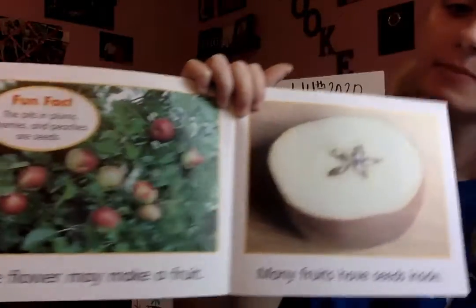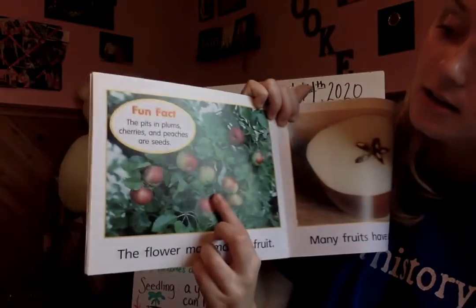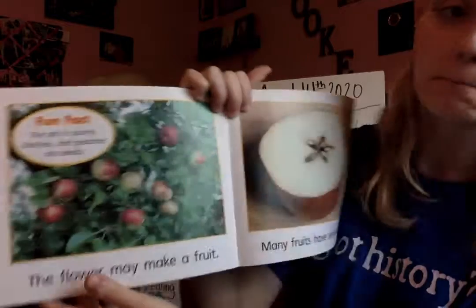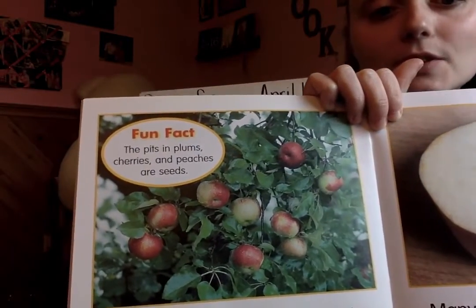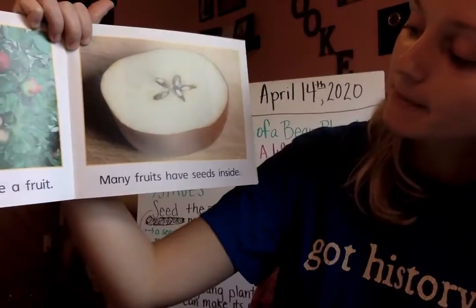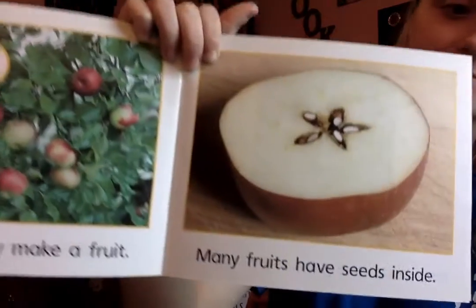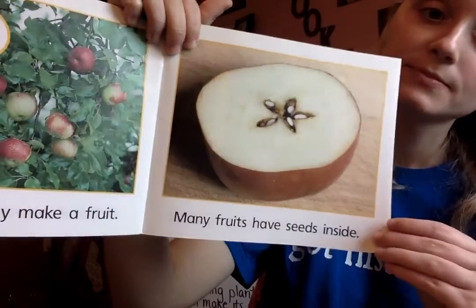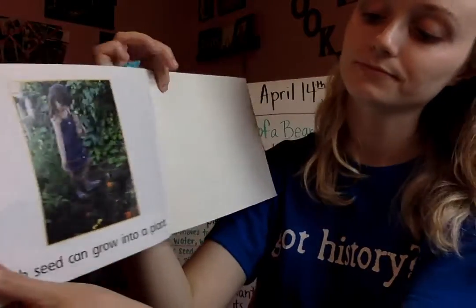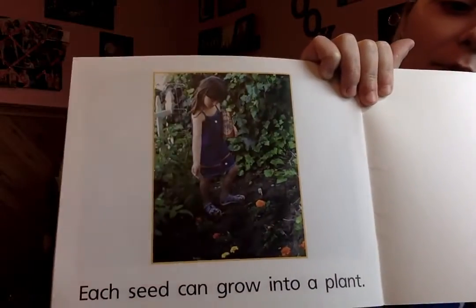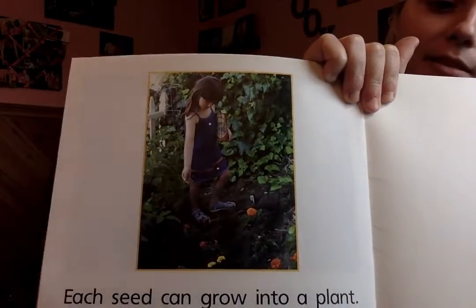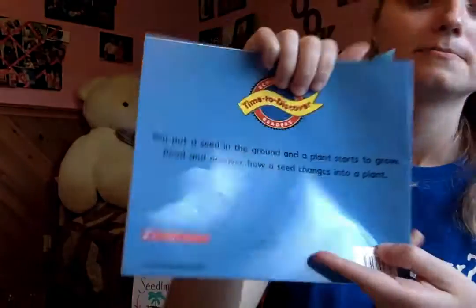The flower may make a fruit. The pits in plums, cherries, and peaches are seeds. There's an apple tree. Many fruits have seeds inside. Just like an apple. You can cut up an apple and see seeds inside of it. It's inside of its core. Each seed can grow into a plant. There she is looking at her flower garden. The end. And that is the very end of that sweet little book.